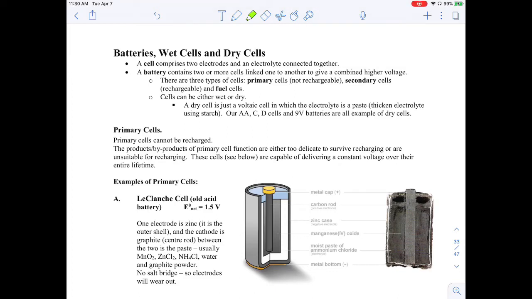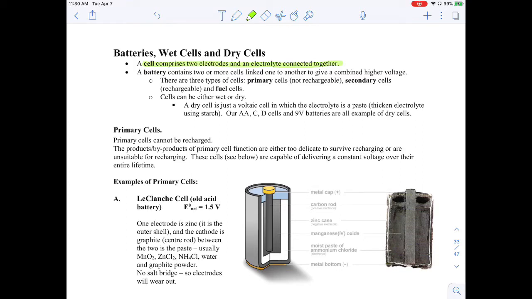Okay, in this video, we're going to go through and try to get at the idea of the difference between different kinds of batteries and cells. So first of all, a cell is comprised of two electrodes and an electrolyte connected together. So we've looked at the cathode and the anode, and you've got an electrolyte. The electrolyte has the ions that are moving, and this allows the reactions to occur and be separated, and the electrons to travel through the external circuit. That's when a cell is useful to us.